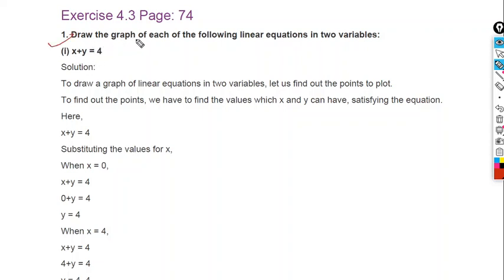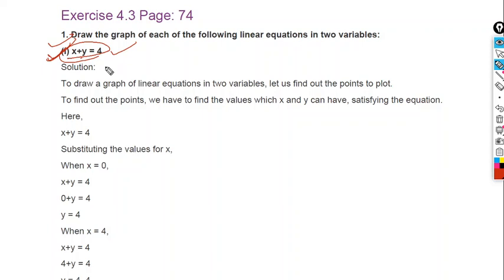is saying draw a graph of each of the following linear equations in two variables. So some linear equations in two variables are there, and we have to draw their graphs. Let's start with (i) x plus y equal to 4. It is a linear equation in two variables, you can see.